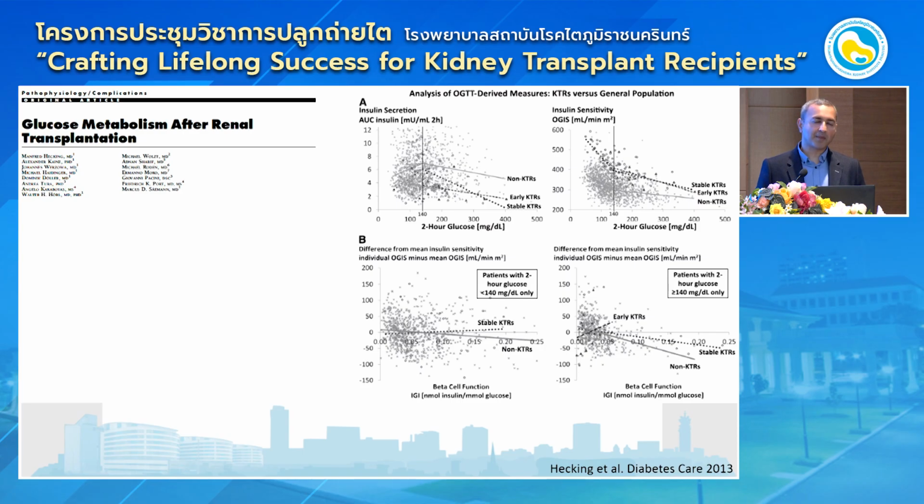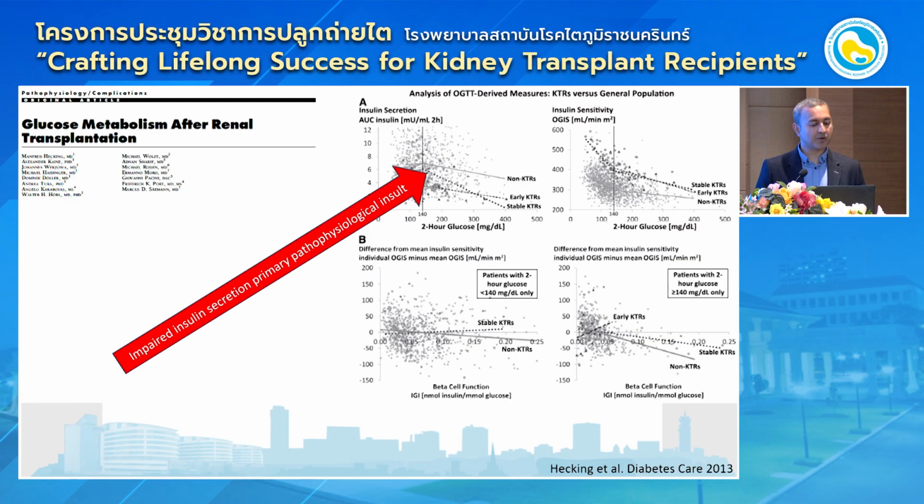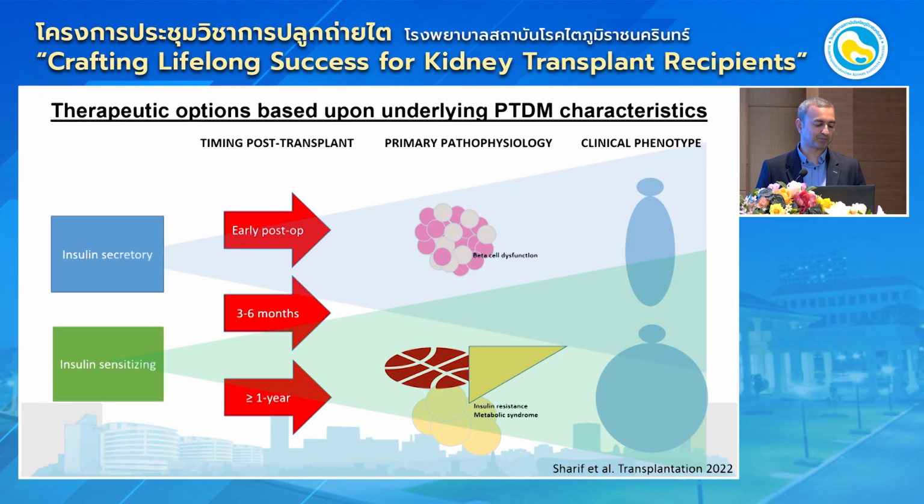And whenever we think of the pathophysiology of post-transplant diabetes, we've always said that it's a combination of two things. It's beta cell dysfunction and insulin resistance. And both of those two things are important. But in the early days after transplantation, the most important defect is the beta cell dysfunction. And it's the stress of the surgery, the high CNI levels that we will often see. And you can see that insulin secretion is the big problem in the early days after transplantation.